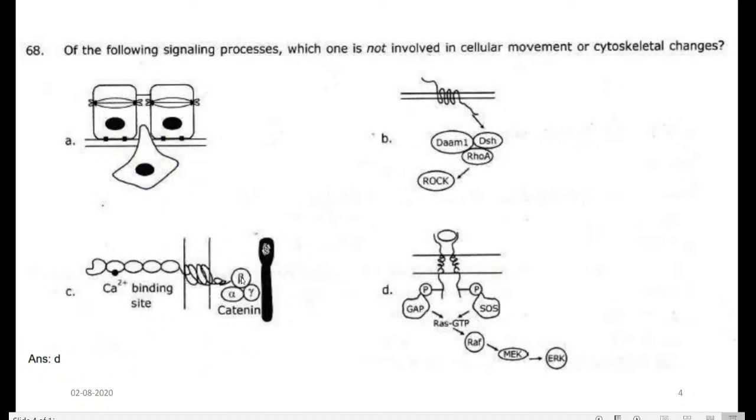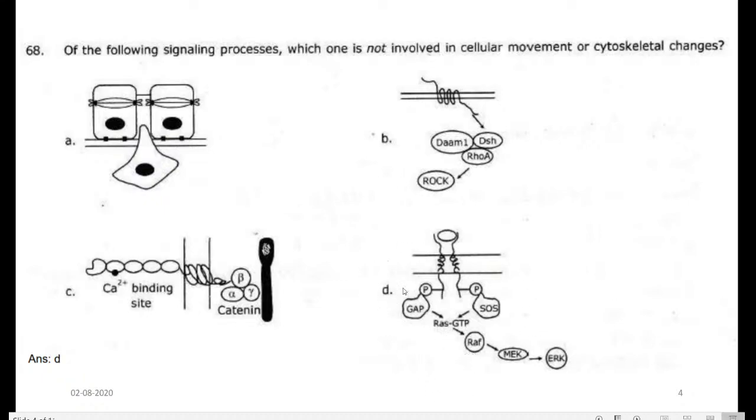This catenin is involved in passing signals between external and internal cells. So this is the concept which is helpful for the cytoskeletal changes. And next is the RAS-RAF pathway. This is not relevant to our cellular movement. This is involved in a cellular process. So this is the odd man out.